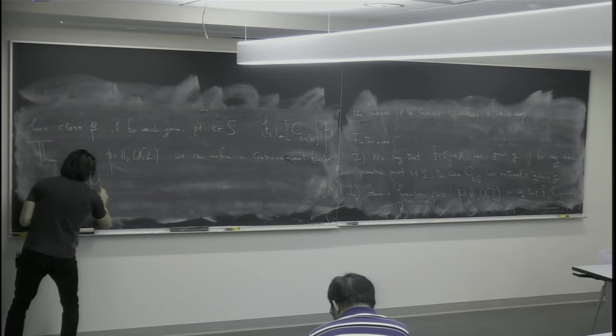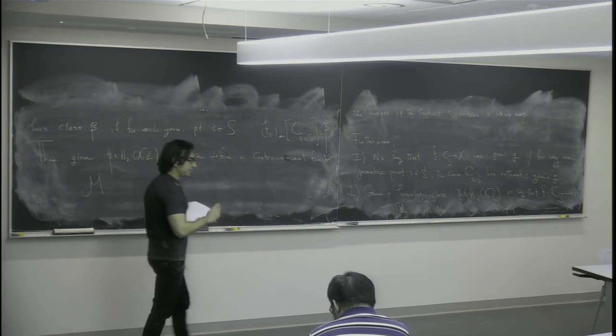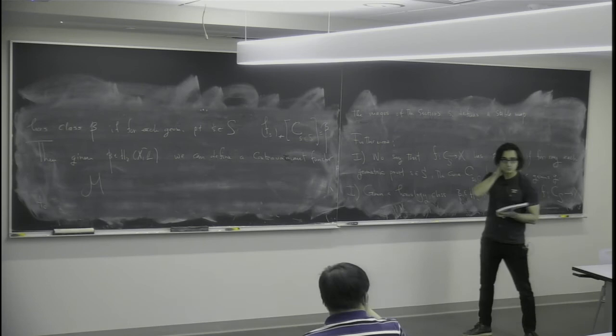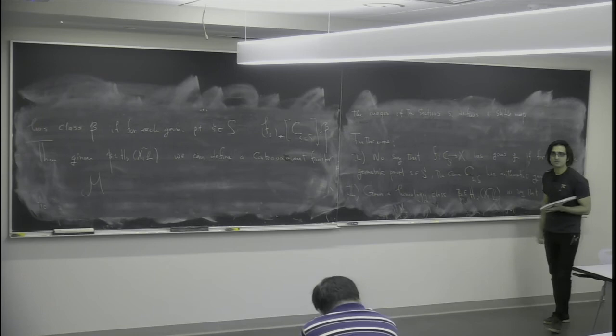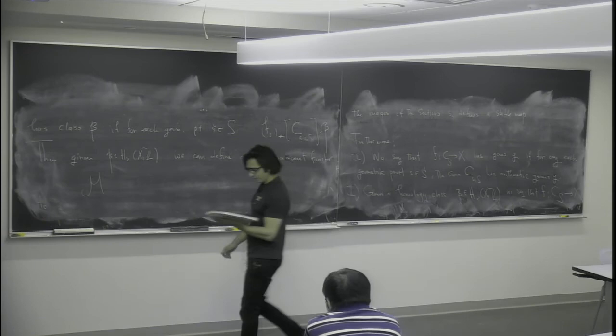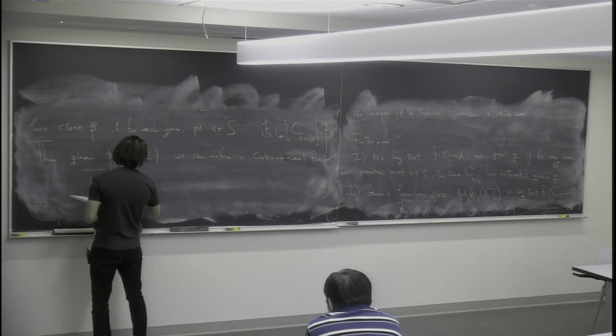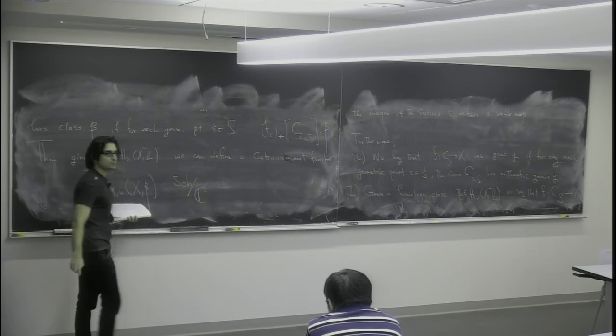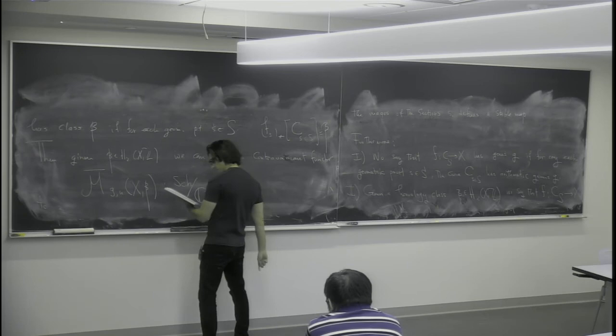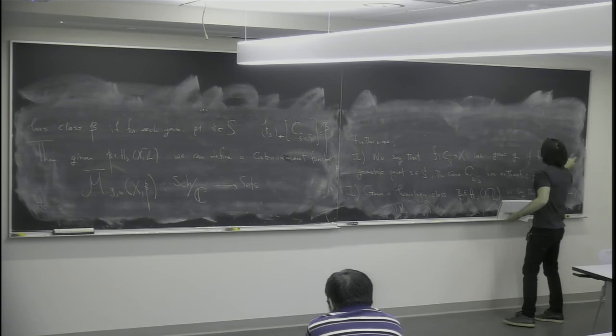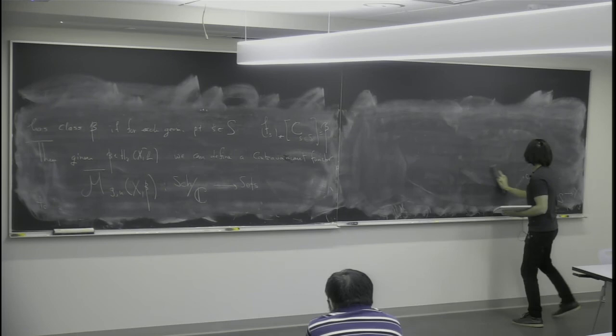Okay, which sends a test scheme S to the set of all isomorphism classes of n-pointed stable maps over S, which I just defined, of genus g and class beta.